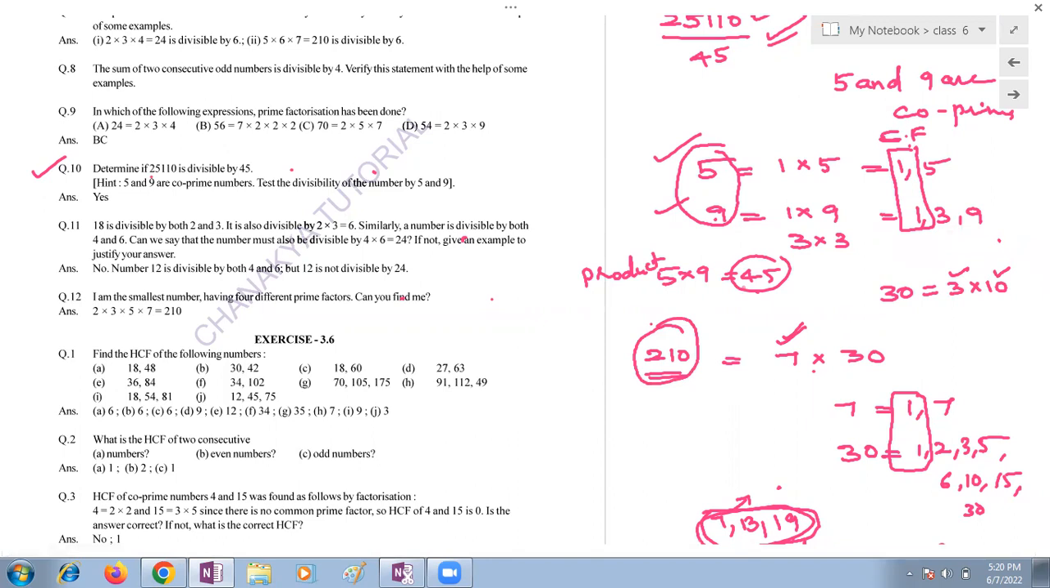Yes, if the number satisfies the 7 rule and the 30 rule, then it is divisible by 210. We don't know the 30 rule, right? No, ma'am. Then again, you go with 30. If the number is divisible by 7, 3, and 10, then it is divisible by 210 also. Exactly.